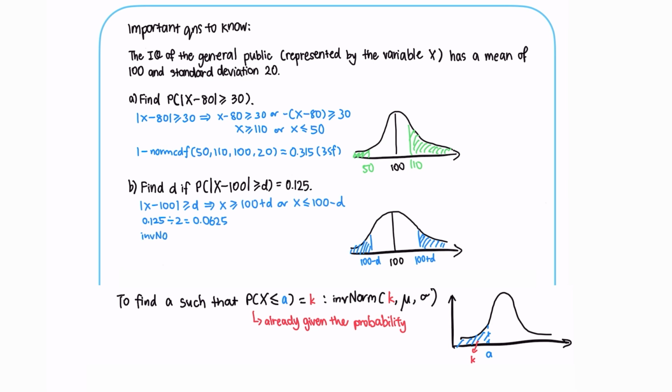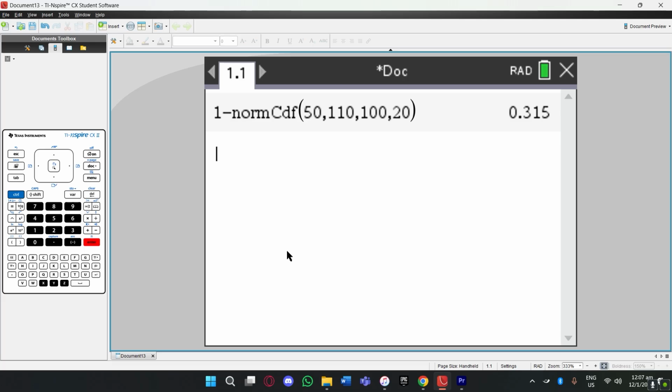So we have inverse norm of the area, comma, mu, which is the mean 100, and then sigma, which is the standard deviation 20, will just be 69.318. For inverse norm, I'm just going to write inverse norm. We have 0.0625, comma, 100, comma, 20. Press enter.